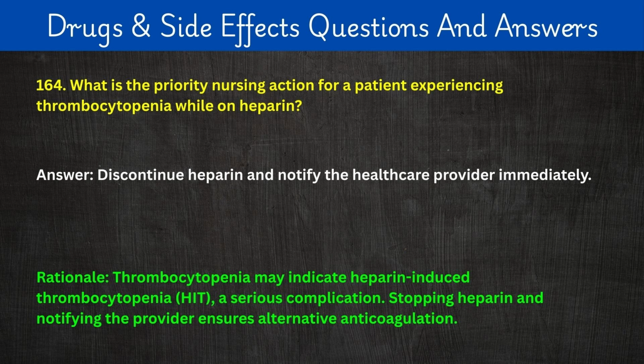164. What is the priority nursing action for a patient experiencing thrombocytopenia while on heparin? Answer: discontinue heparin and notify the healthcare provider immediately. Rationale: thrombocytopenia may indicate heparin-induced thrombocytopenia, HIT, a serious complication. Stopping heparin and notifying the provider ensures alternative anticoagulation.